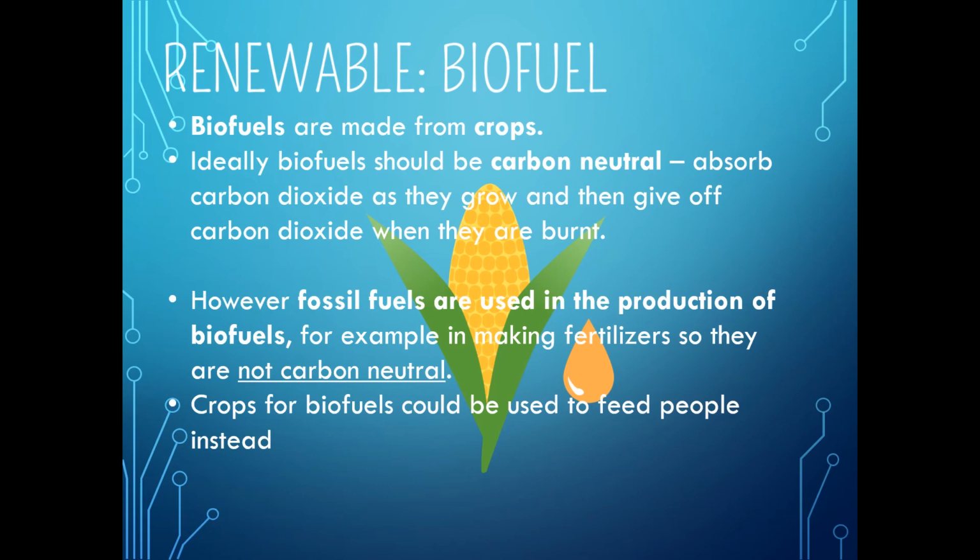Biofuels are made from crops. Ideally, biofuels should be carbon neutral, absorb carbon dioxide as they grow, and then give off carbon dioxide when they are burnt. However, fossil fuels are used in the production of biofuels, for example, in making fertilizers, so they are not carbon neutral. Crops for biofuels can be used to feed people instead.